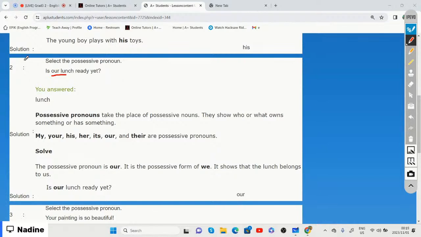So now we said the possessive pronoun takes the place of possessive nouns. And they show us who or what owns something or has something. It can either be mine, yours. In this case, is our lunch ready, right? Which means that you're going to identify the word our, because our is a possessive pronoun. Is our lunch ready yet?